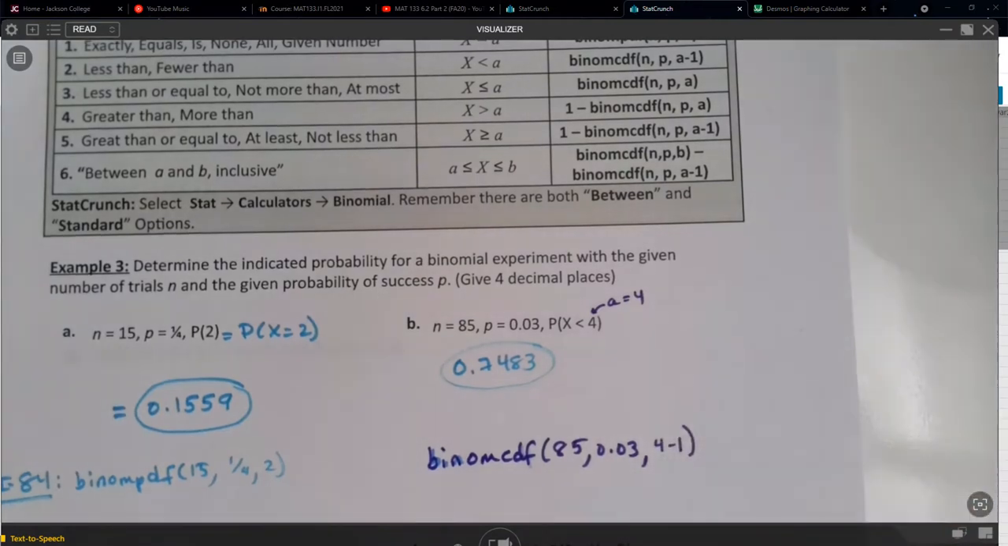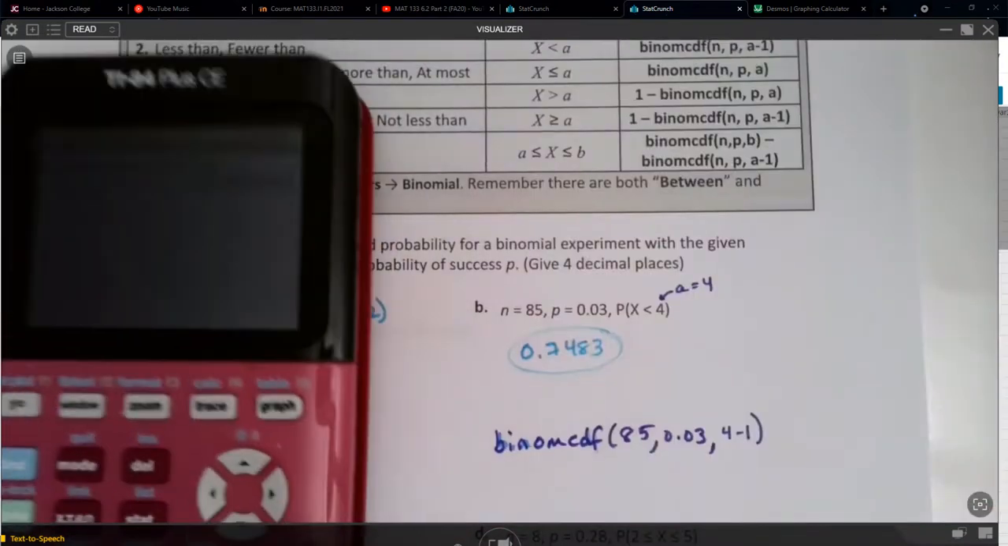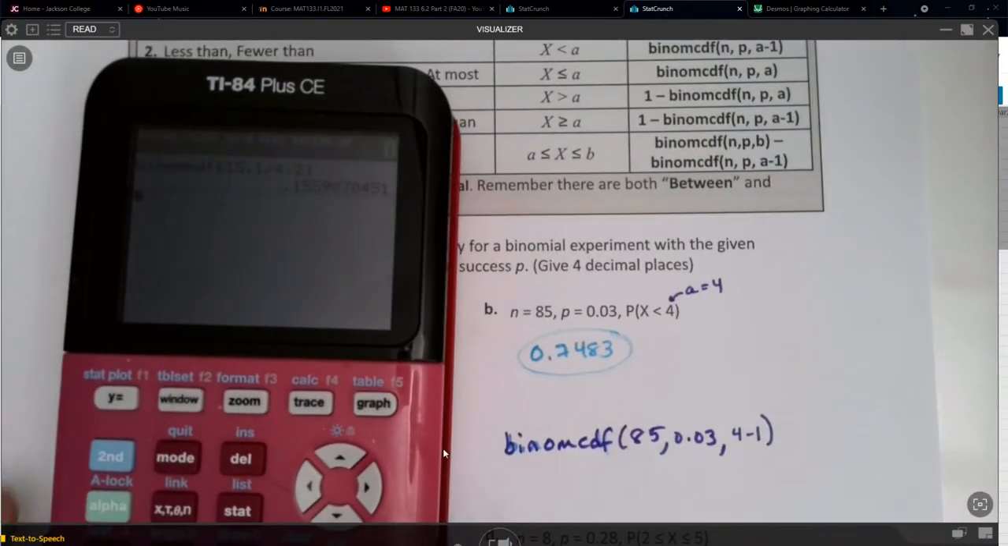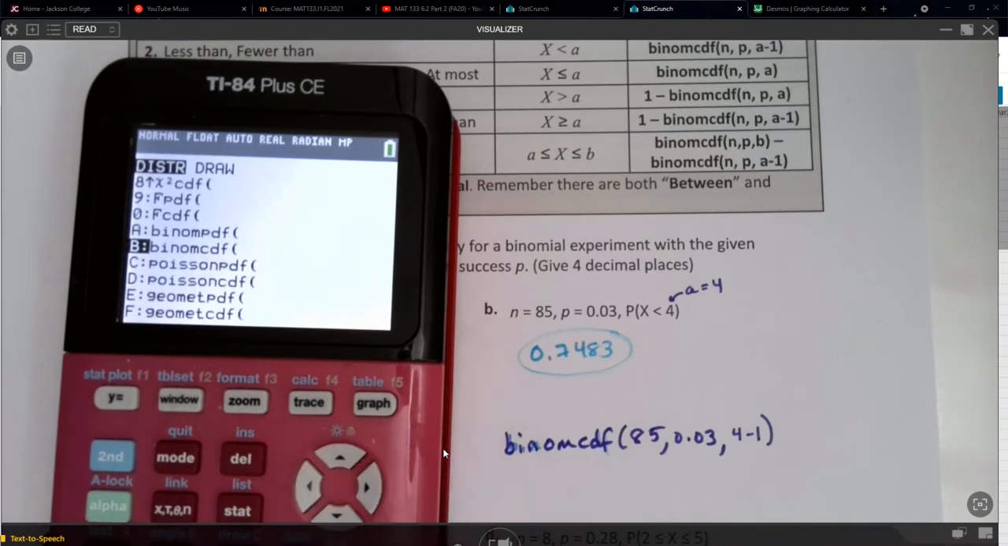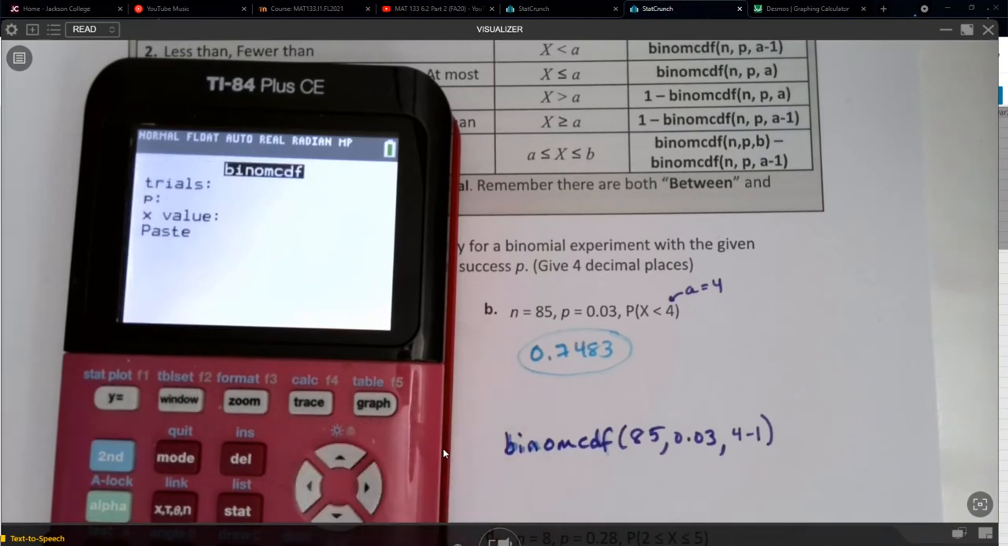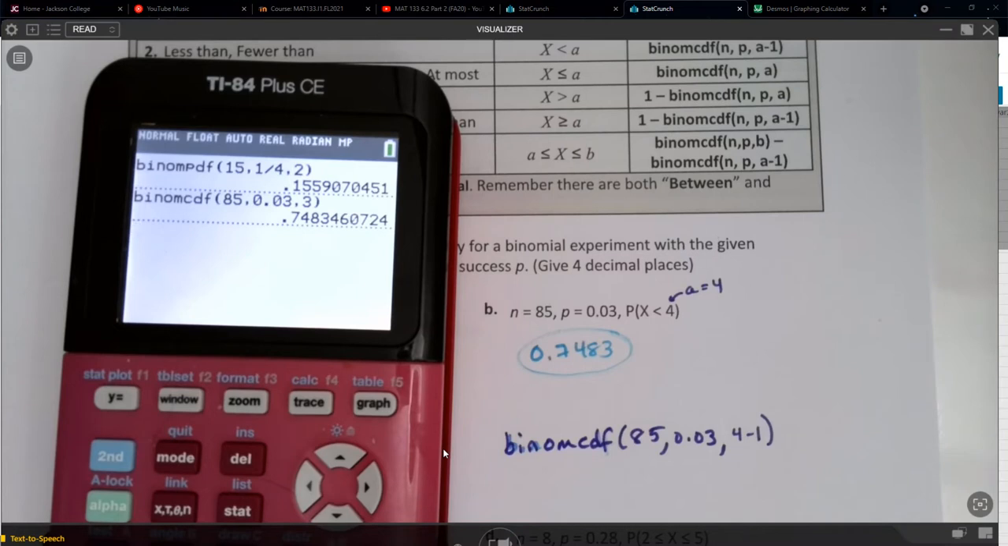So when I go to binompdf, or binomcdf, sorry, I go back to the distribution menu, I go to binomcdf, which is letter B, and then I tell it 85, .03, and then 3 would be my x value. Or you can even type 4 minus 1 and it'll work. And you paste, and there it is. Same answer we got from StatCrunch.